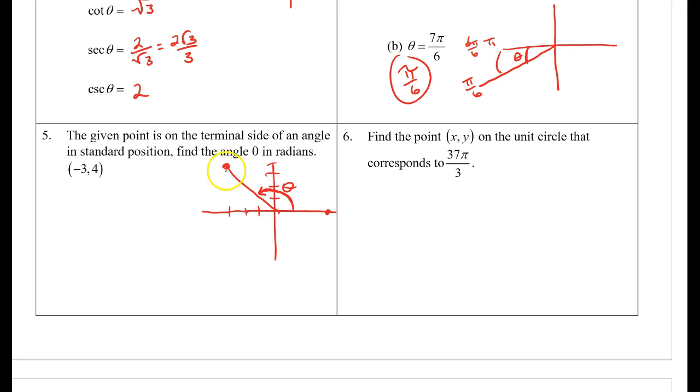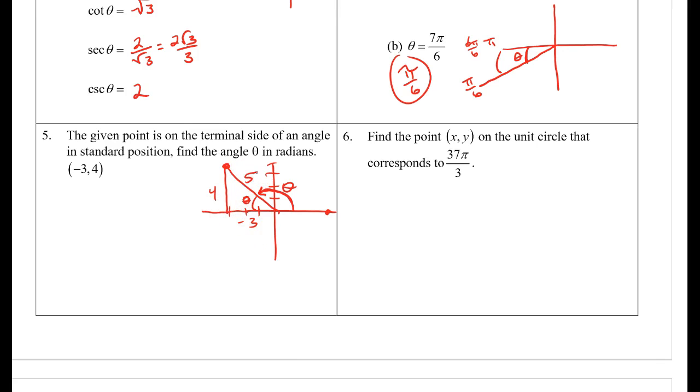But what we're going to have to do is find its reference angle and then do a little bit of work to get the big angle, which won't be too much of an issue because we know if we're in quadrant 2, whatever this little angle is, we just have pi minus that, which gives us the big angle. So if we set this up, we're at negative 3, 4, using the Pythagorean theorem, or noticing this Pythagorean triple, this is going to be 5.